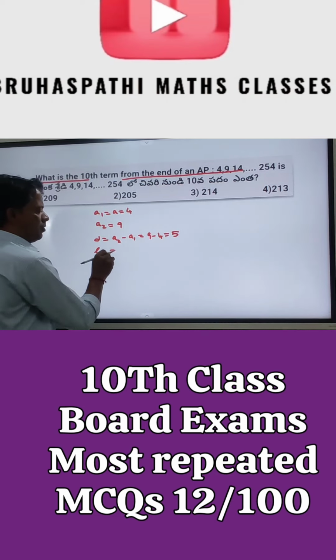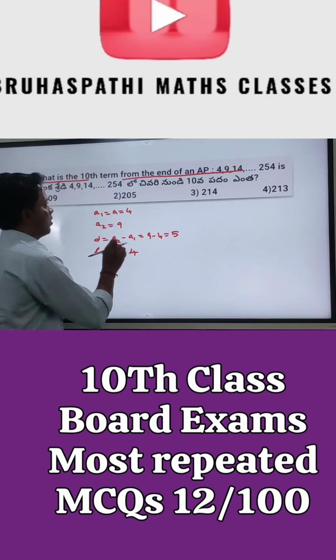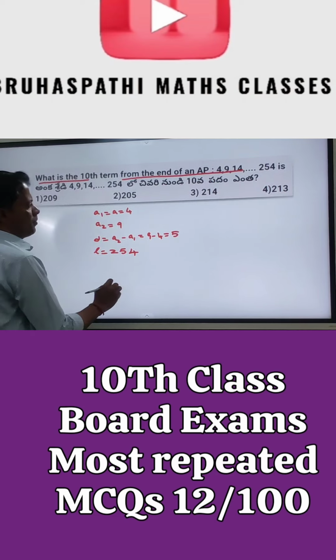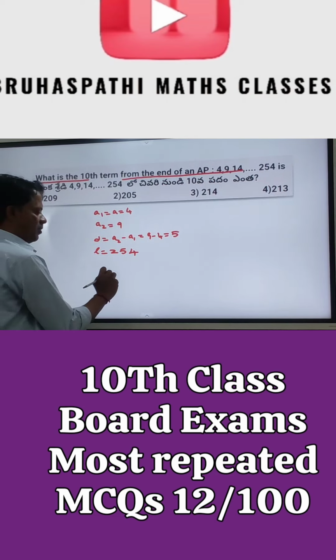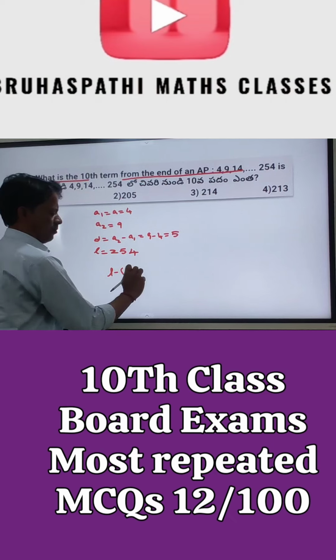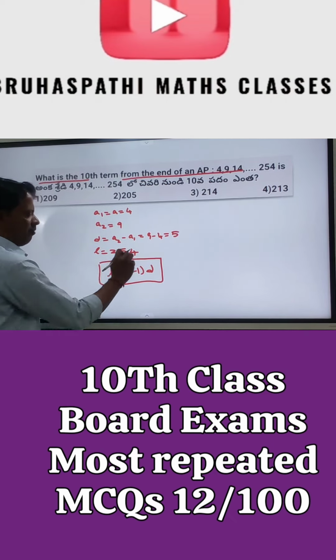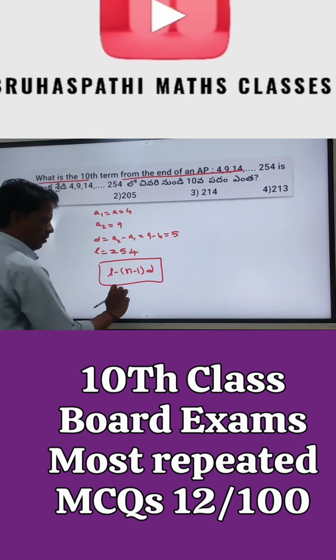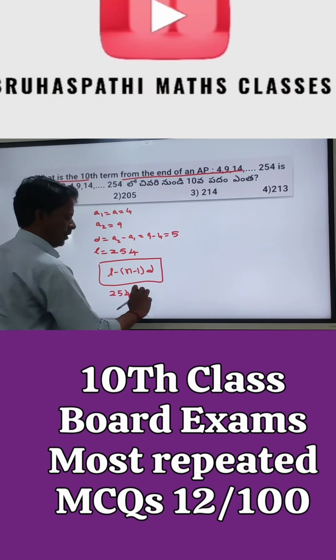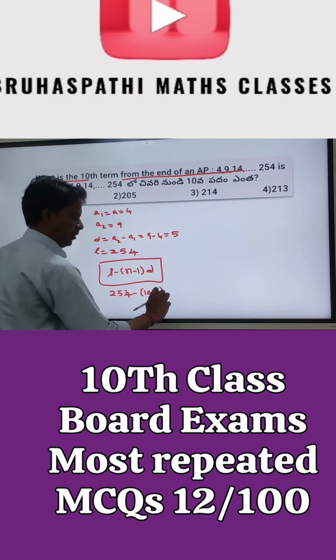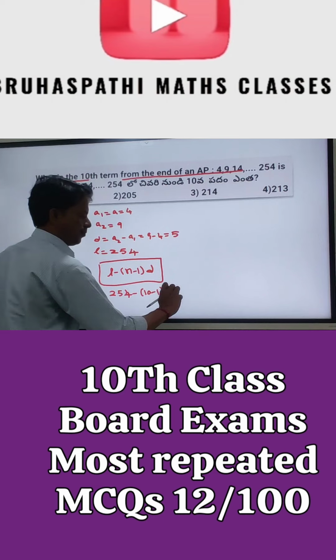Last term l is equal to 254. 10th term from the end of the AP is equal to l minus (n minus 1) into d. ఇక్కడ మనకి l వాల్యూ 254. లాస్ట్ నుంచి 10th టర్మ్ అడిగారు కాబట్టి 10 minus 1 into d వాల్యూ 5.